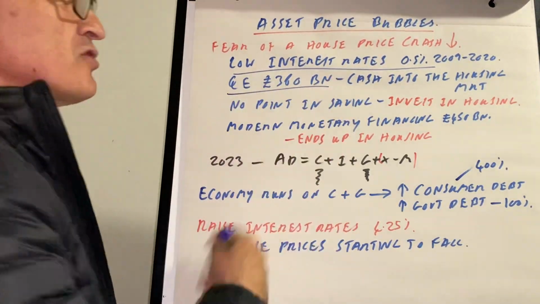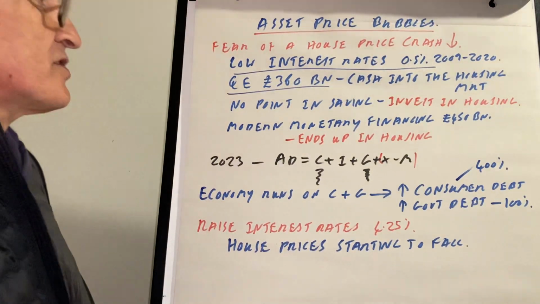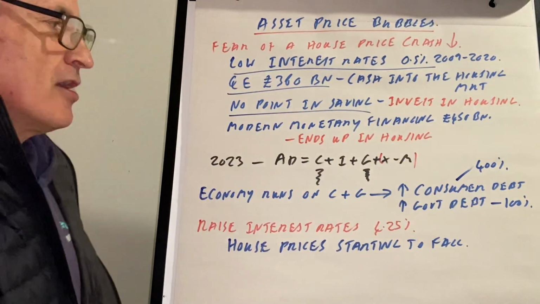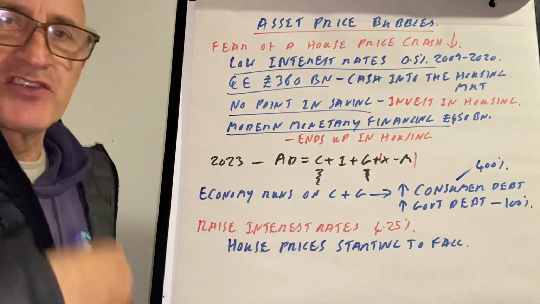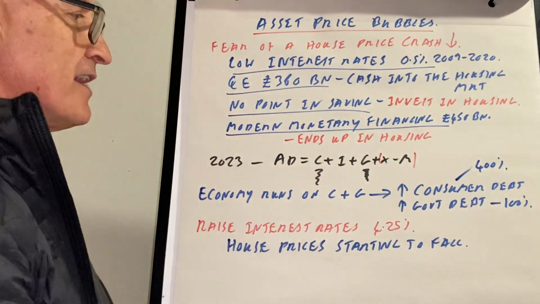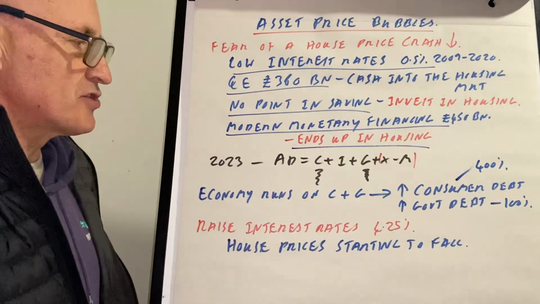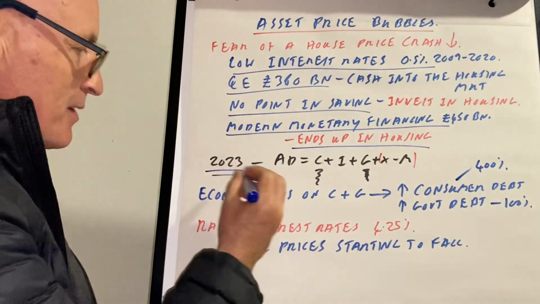So the QE also played its part because that put more cash into the housing market, more inequality. And there's also no point in saving, so therefore you invest in housing. Also with modern monetary financing, where we spent up to 450 billion quid, there's a lot of spare money at the end of COVID, so that money may well have also gone into housing because house prices were still rising. So therefore, in 2023, our economy is in a bit of bother.